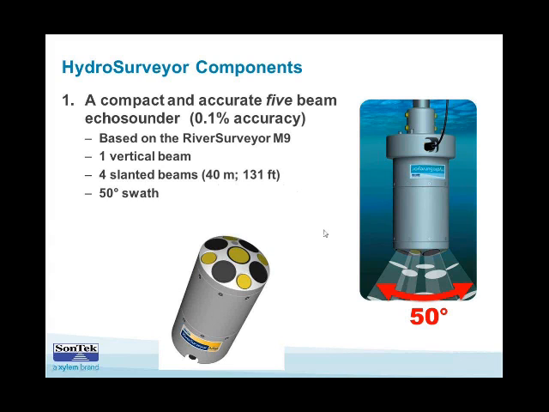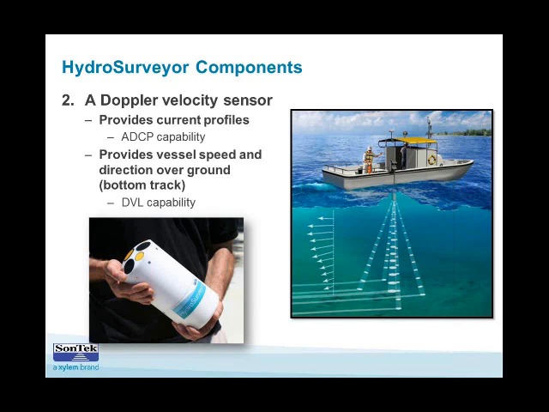So the M9, in addition to being a 5-beam echosounder, is also a fully capable ADCP. You can profile velocity from somewhere near the surface, near the head of the instrument, down to near the bottom. And then it also provides the vessel speed over ground via the acoustic Doppler shift of the signal off of the bottom as the boat moves along a survey.